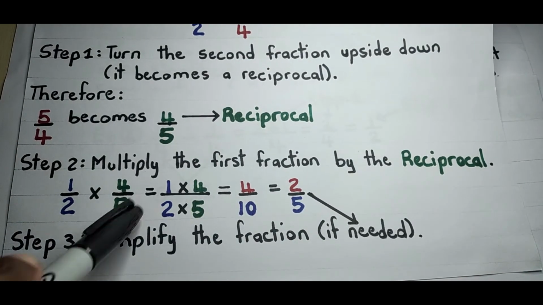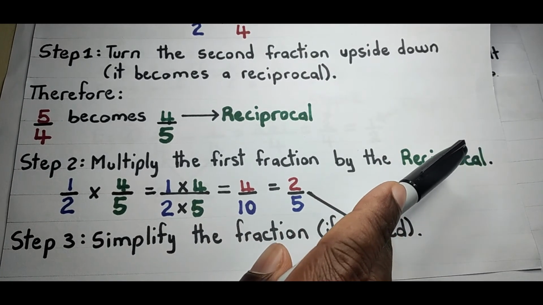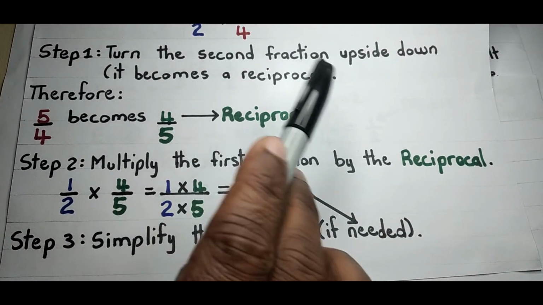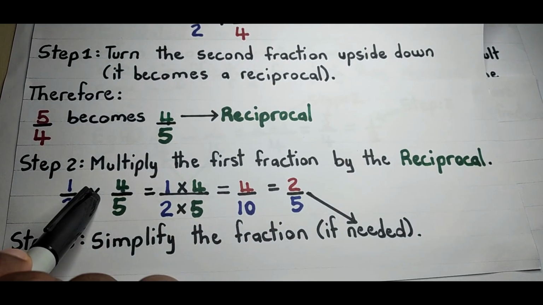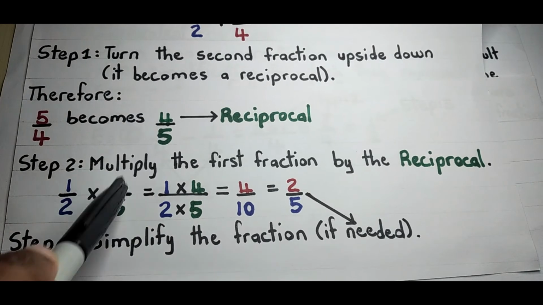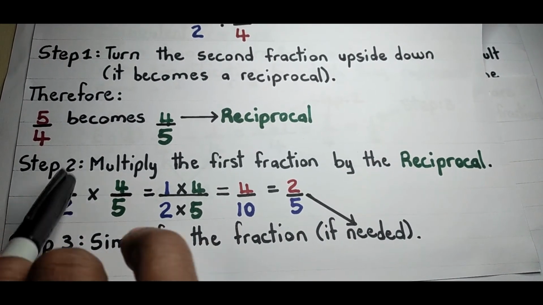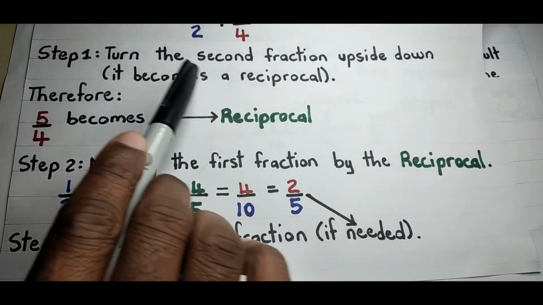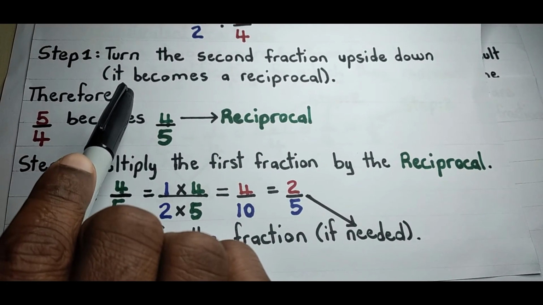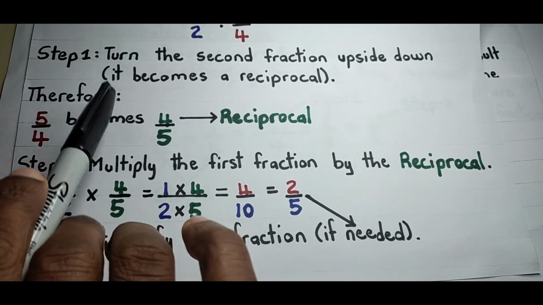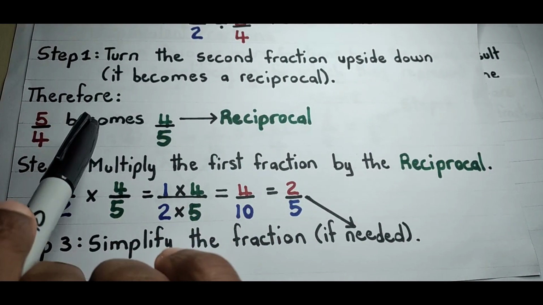So what we do now is multiply the first fraction by the reciprocal, which is the flipped second fraction. The first fraction was 1 over 2. We multiply that by the reciprocal, which is 4 over 5. And we know how to multiply, so this is pretty much a multiplication scenario now. But remember the first step, that's the only step that is different from multiplication. That's why I say it's different, even though we'll be doing multiplication in it.